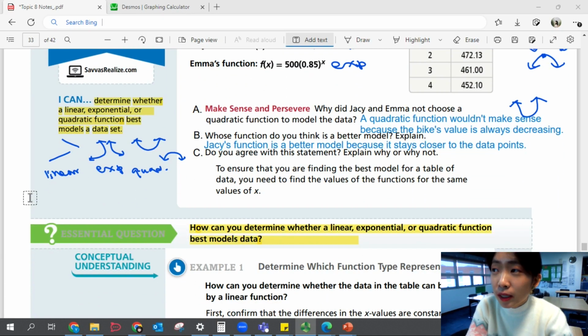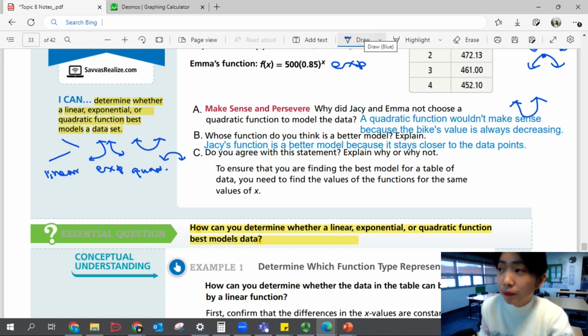Part C, do you agree with this statement? Explain why or why not. Let's look at the statement. To ensure that you are finding the best model for a table of data, you need to find the values of the functions for the same values of x. What does that mean? To ensure that you're finding the best model, how would you know that you have a best model for a table of data? You can graph it and visually see, but it says that you need to find the values of the functions for the same values of x. So is that what we are doing?